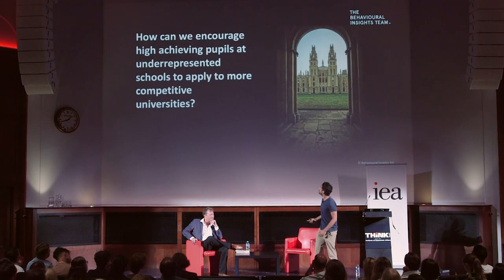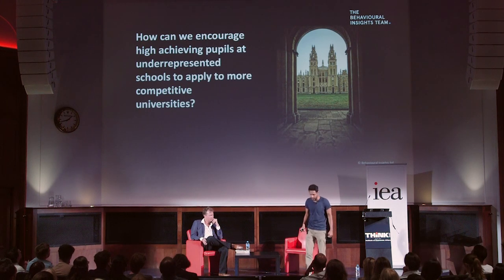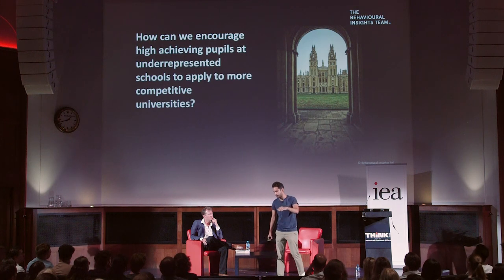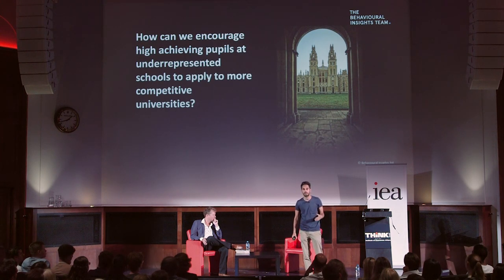Second one, how can we encourage high-achieving pupils at underrepresented schools to apply to more competitive universities? The language there is very careful. Oxbridge, as you all know, and other Russell Group, for want of a better term, they'll get a bollocking once every year about not admitting enough kids from disadvantaged backgrounds. And then they will say, quite reasonably in their minds, look, these young people, they just don't apply.